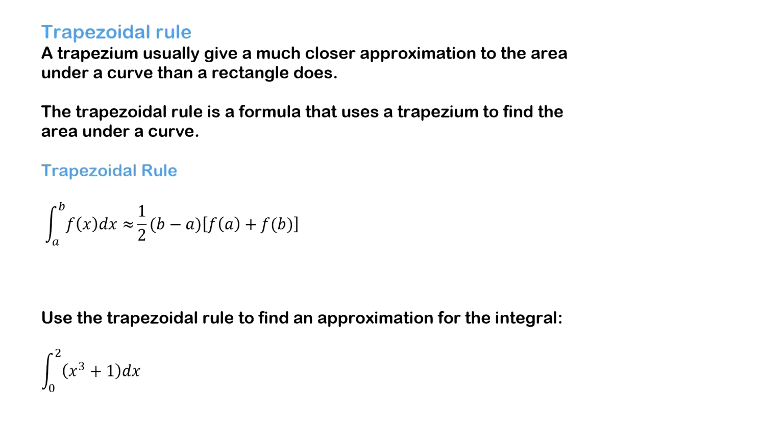A trapezium gives a much closer approximation to the area under a curve than a rectangle does. So the trapezoidal rule is a formula that allows us to use a trapezium to find this area under a curve. On your screen you can see the trapezoidal rule, and we need to use it to find an approximation for the integral on the bottom there.